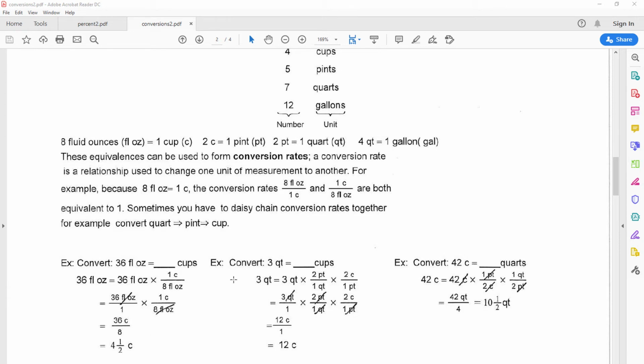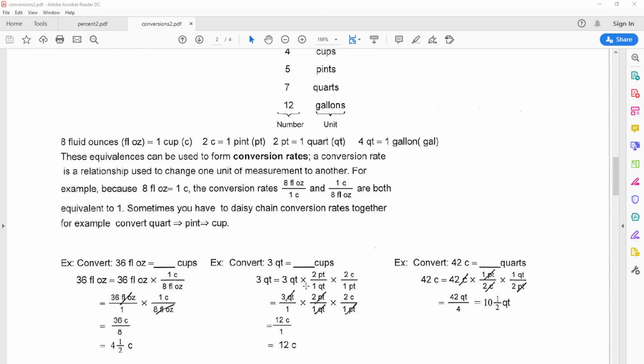The next one in here, they want us to convert 3 quarts to so many cups. Look for a relationship between quarts and cups. Well, we don't see one, but we see a relationship between quarts and pints, and cups and pints. So we can daisy chain some stuff together. We can go from quarts to pints, and then from pints to cups. So I set it up that way for it to multiply out.